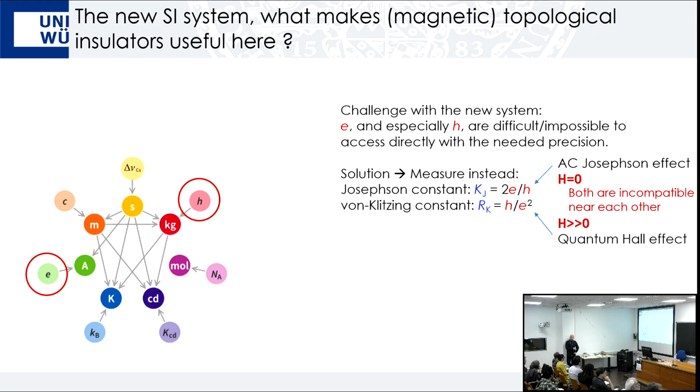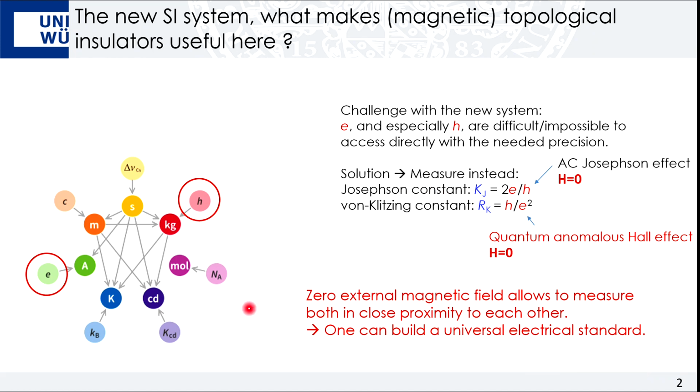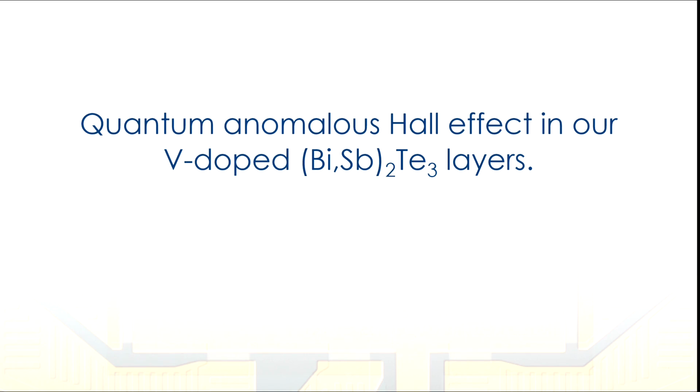Now, one of the goals of modern metrology is to combine as many of these standards into a single universal instrument. And as you can imagine, the AC Josephson effect relies on induced superconductivity to work, which requires zero external magnetic field, whereas the quantum Hall effect needs large external magnetic fields. And of course, if you bring these 2 into close proximity, they are fundamentally incompatible. So here, magnetic TIs and the quantum anomalous Hall effect can help save the day by providing quantization at zero external magnetic field. And one could conceive of building a universal electrical standard this way.